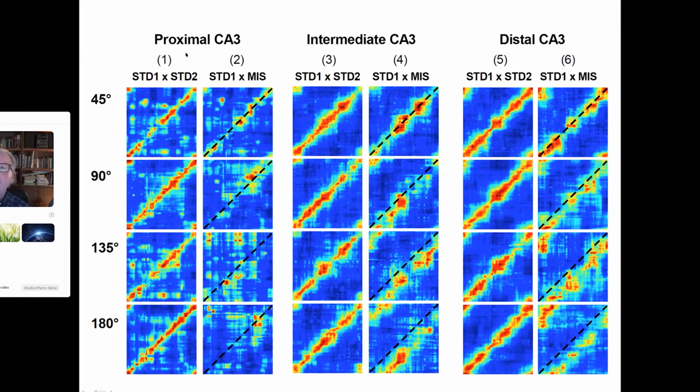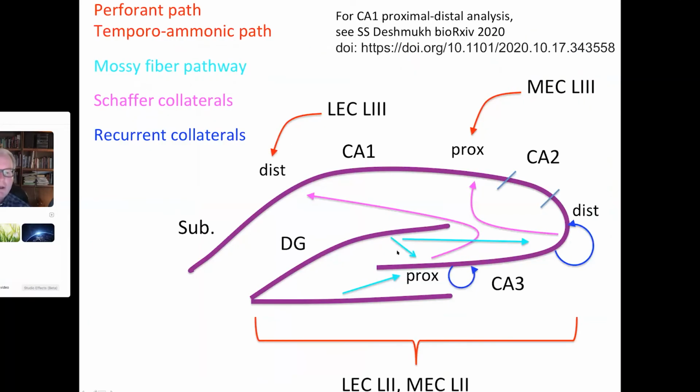So there's a difference between proximal CA3 and intermediate to distal CA3. The proximal CA3 response in this double rotation manipulation looks much more like what we found in the dentate gyrus, and the pattern completion type of phenomena, the putative attractor networks, is more in the distal and intermediate part of CA3. So corresponding with the anatomy, we do see this functional differentiation along the transverse axis of CA3.